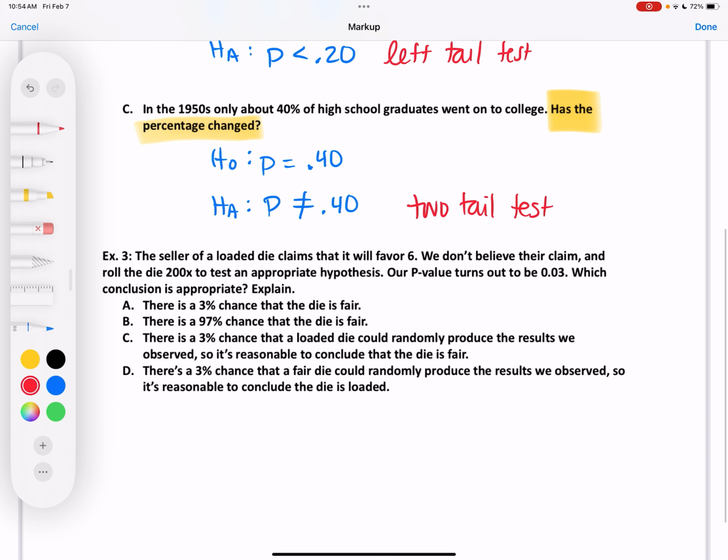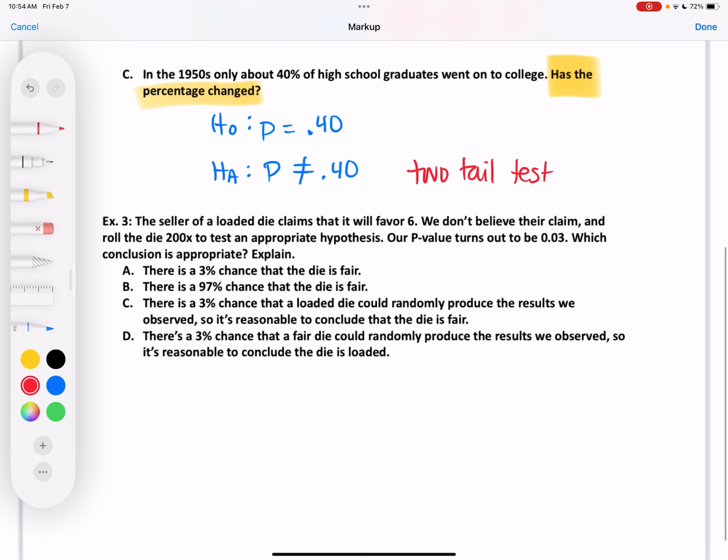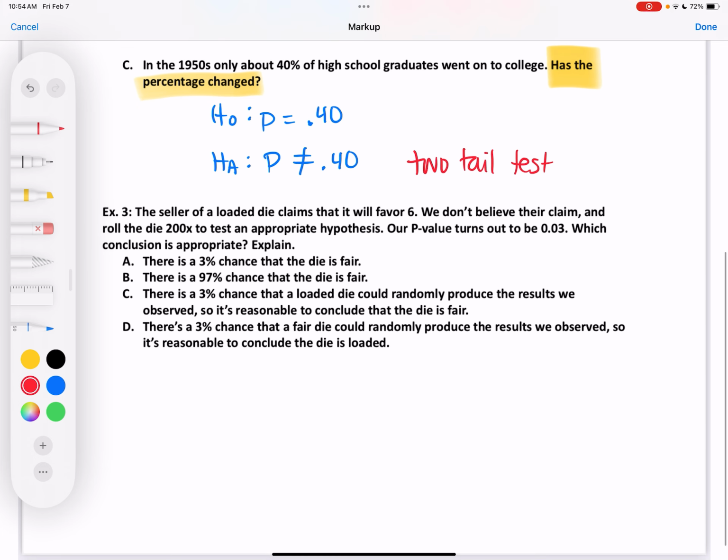All right, this next one is a multiple choice question. The seller of a loaded die claims that it will favor 6, but we don't believe their claim, and we roll the die 200 times to test an appropriate hypothesis. Our p-value turns out to be 0.03. Which conclusion is appropriate? Look through that for a second and see if you can take a guess.